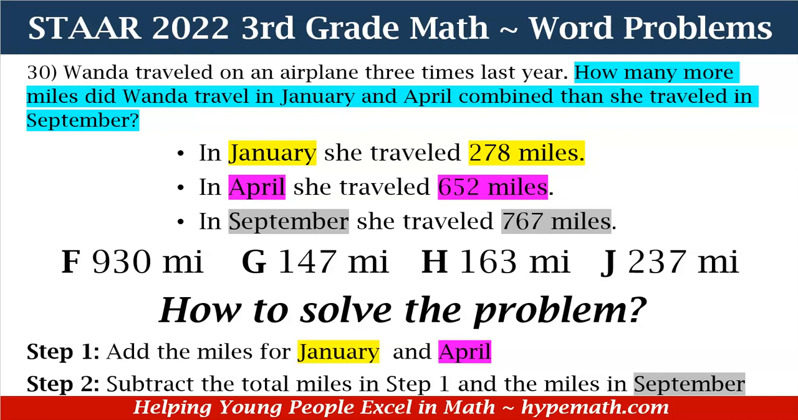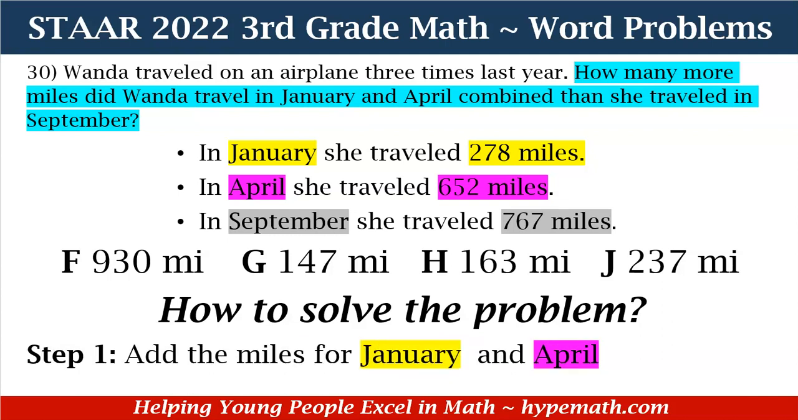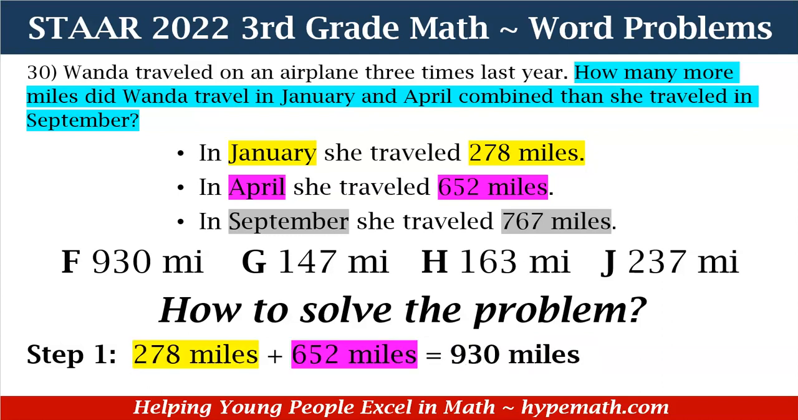How are we going to solve this problem? Step 1, we are going to add the miles for January and April because our word problem said those miles combined. And then we're going to subtract those total miles from step 1 with September, the miles in September. So let's dive in and start with step 1. We are adding the miles for January and April. For January, it's 278 miles, plus for April is 652 miles. That is equal to 930 miles.